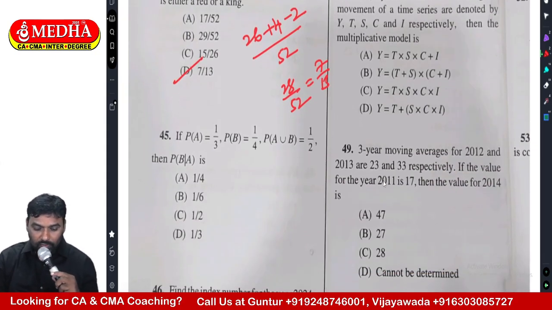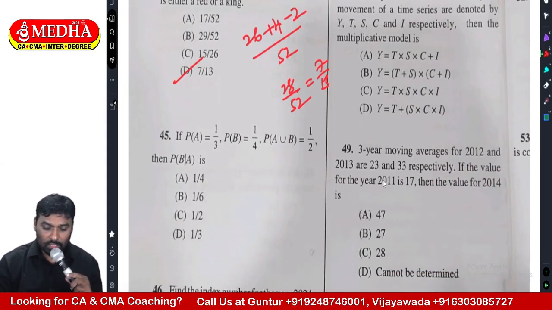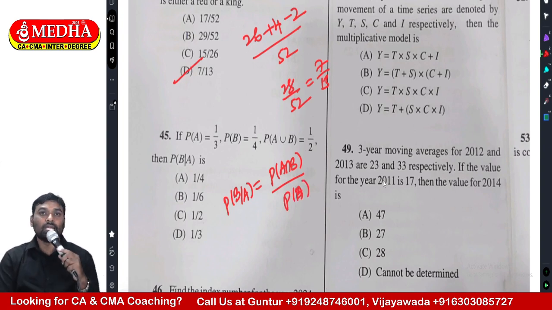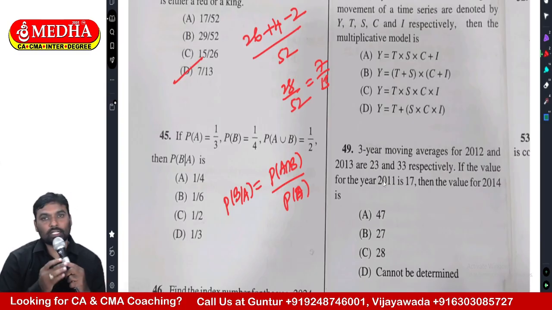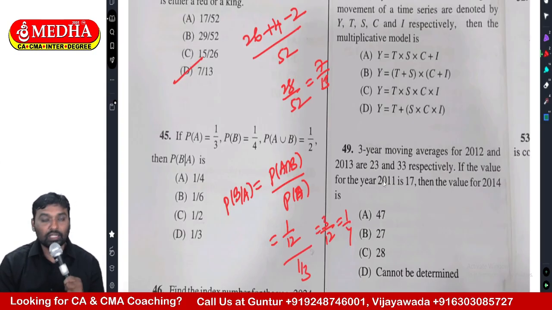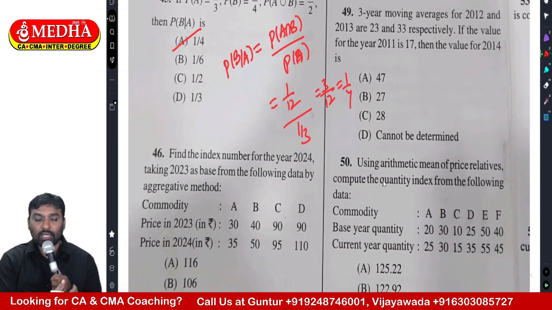Next, problem number 45, conditional probability, probability of B by A. Its formula is probability of A intersection B divided by probability of A. First, find out probability of A intersection B. That probability of A intersection B we get 1 by 12 divided by 1 by 3. That is 3 by 12, 1 by 4. Option A is correct. Next one, index numbers.